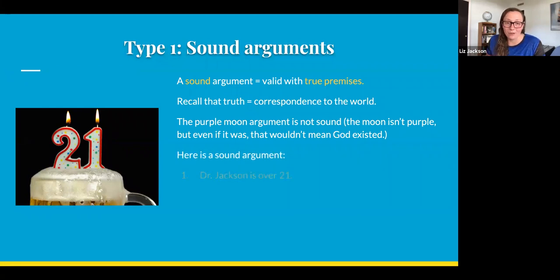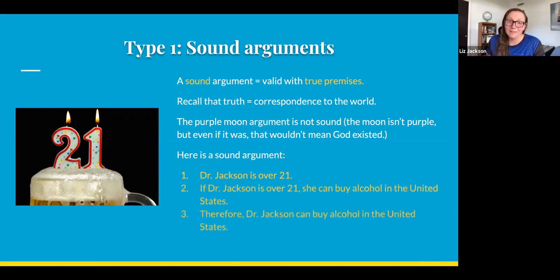But here is a sound argument. Dr. Jackson's over 21. If Dr. Jackson is over 21, then she can buy alcohol in the United States. Therefore, Dr. Jackson can buy alcohol in the United States. So this argument is valid and the premises are true, so it gives us a good reason to believe the conclusion. Remember, the purple moon argument had the same structure. It was valid, but because the premises were false, it didn't give us a good reason to believe the conclusion.